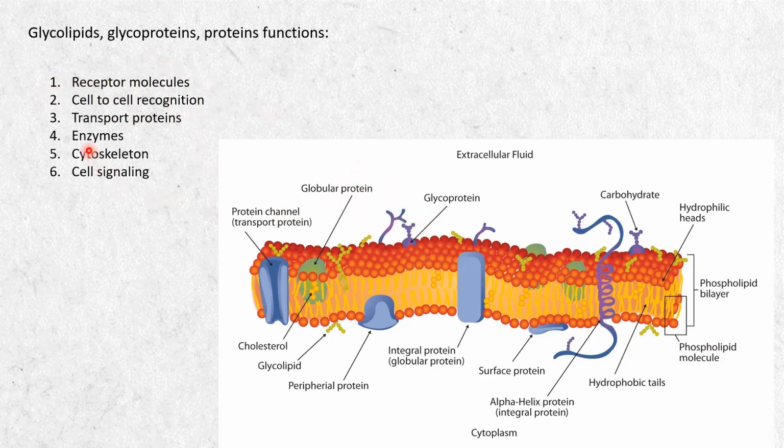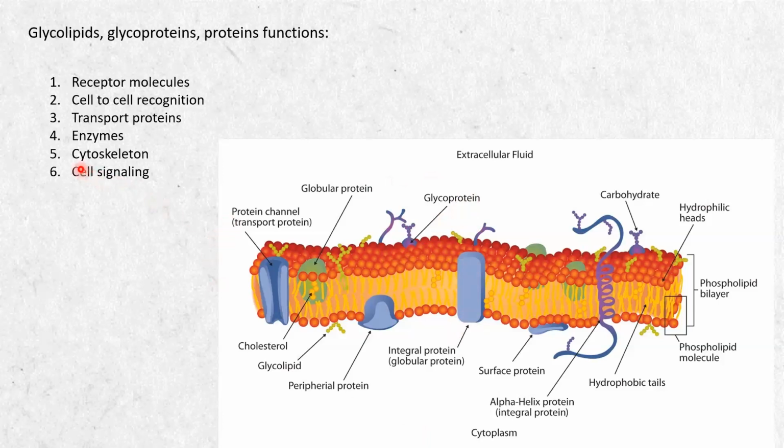These can also be enzymes. For instance, these enzymes can break down any incoming molecule, any pathological molecule. Because they're proteins, they can also be enzymes. This integral protein, maybe it's an enzyme. If glucose comes in, it's going to break it down and release the products inside.